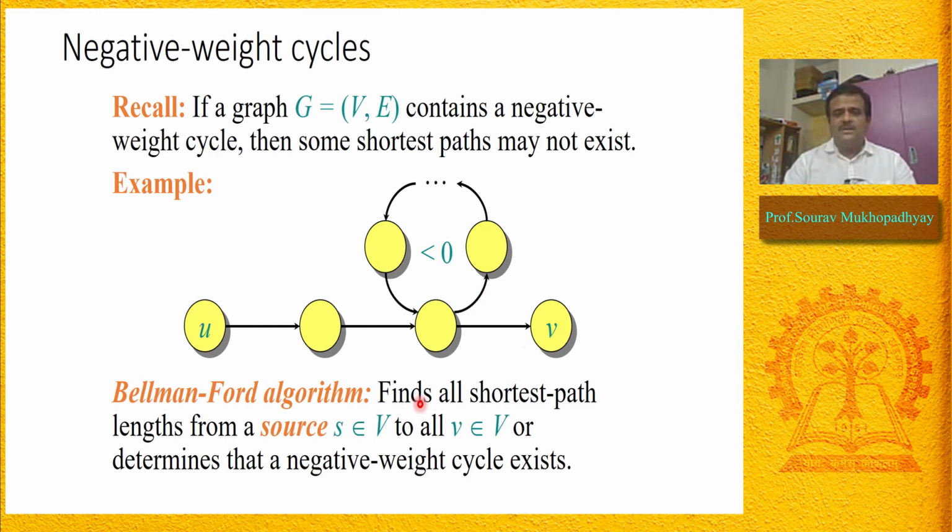So, the Bellman-Ford algorithm will find all shortest paths from s to the vertices, or it will report that there is a negative cycle in the path. So, that is a somewhat more general algorithm than Dijkstra's.